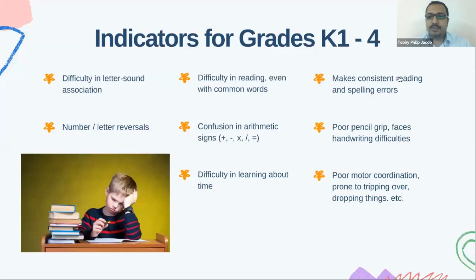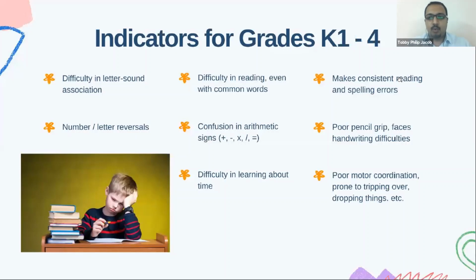The indicators for grades KG 1 to 4 are slightly higher than the previous ones. In that, letters and alphabets come into practice, and numbers and arithmetic signs come into notice. So these mostly come into the academic level. The other one was mostly on the pre-academic level, with pre-writing or pre-reading skills. So this comes into the academic level.